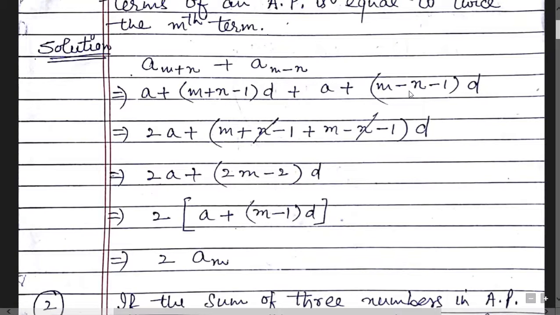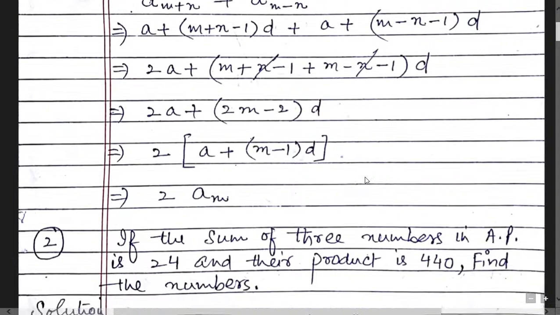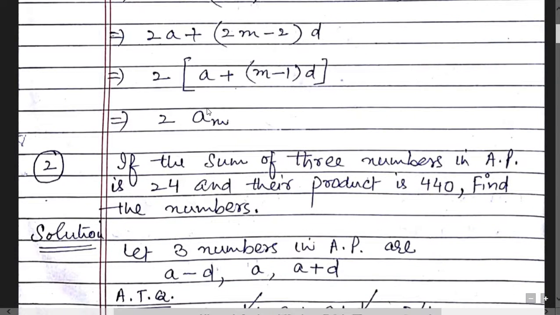Then take d common from second and fourth term. The inside terms are m plus n minus 1 plus m minus n minus 1. Now cancel plus n and minus n and add the remaining terms in the bracket. M plus m, it's 2m, minus 1 minus 1, it's minus 2. Now take 2 common from this sequence. It's 2 into a plus m minus 1 into d.